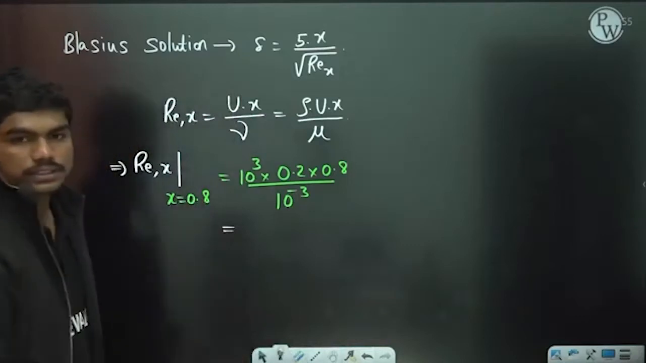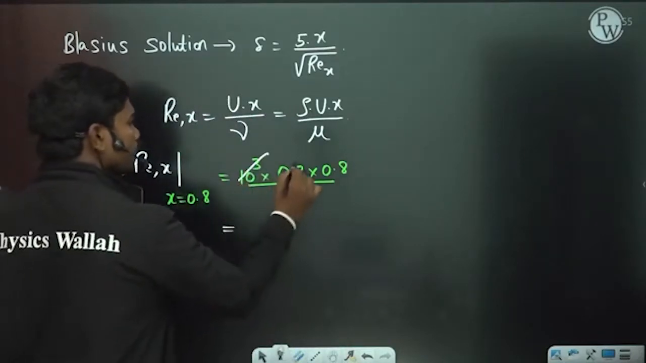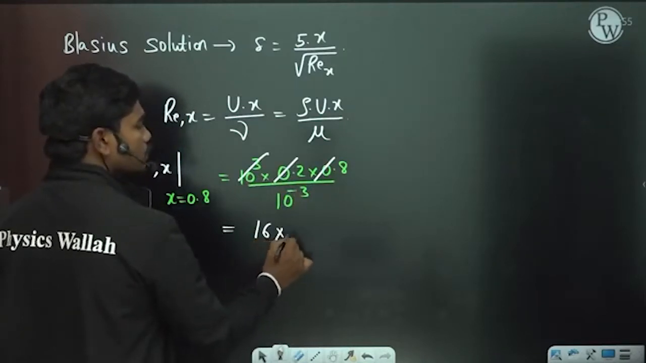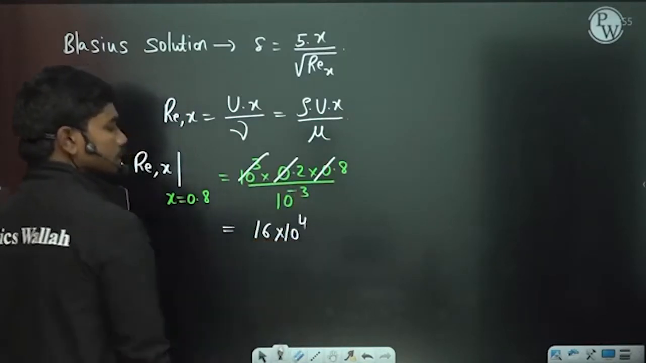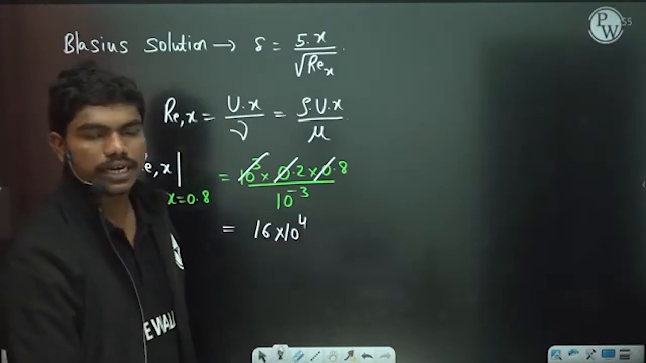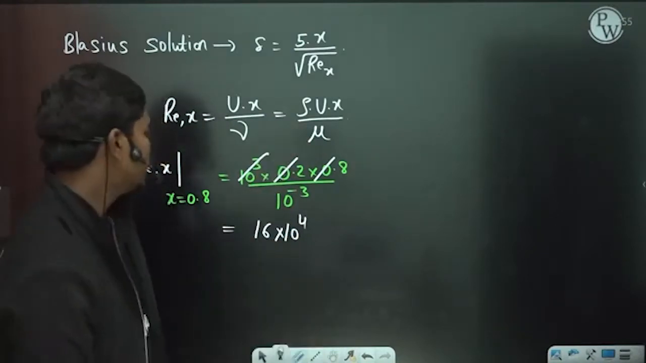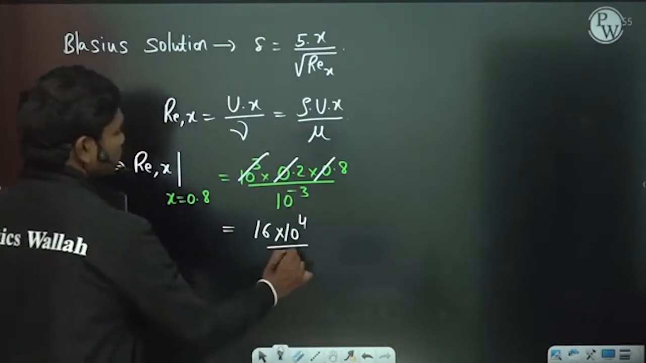If you simplify this, the 10^3 cancels, and we get 16 into 10^4. This is less than 2 into 10^5, so this is actually in the laminar regime, and we can use this. So this is the Reynolds number value, 16 into 10^4.